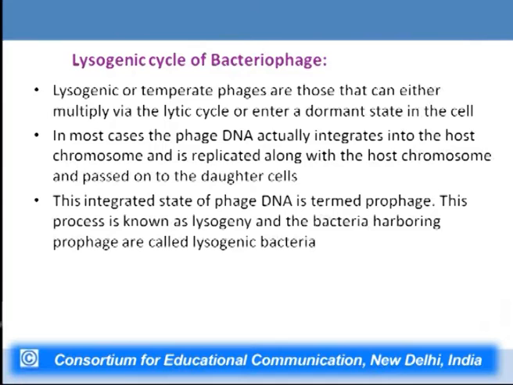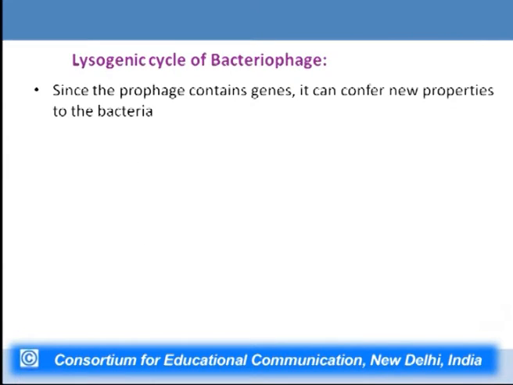This integrated state is known as prophage and the process is known as lysogeny, and the bacteria harboring these prophages are called lysogenic bacteria. Since the prophage contains genes, it can confer new properties to the bacteria, and when a cell becomes lysogenized, extra genes carried by the phage get expressed in the bacterial cell. These genes can change the physical properties of the cell, that is the phenotype of the cell, and this particular process is known as lysogenic conversion or phage conversion.